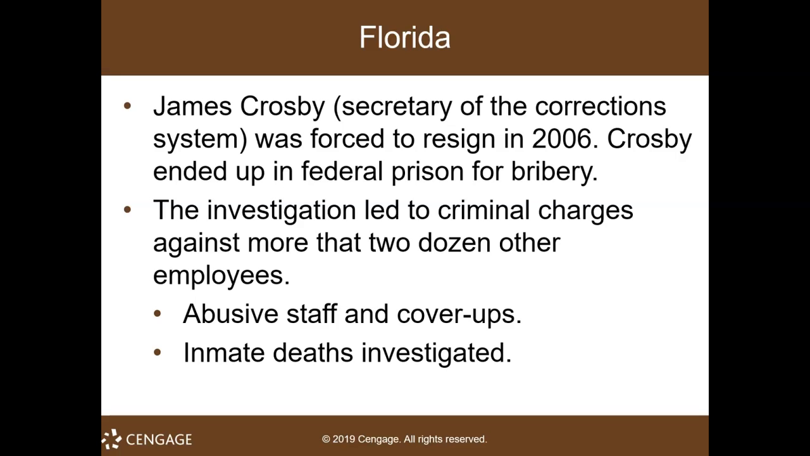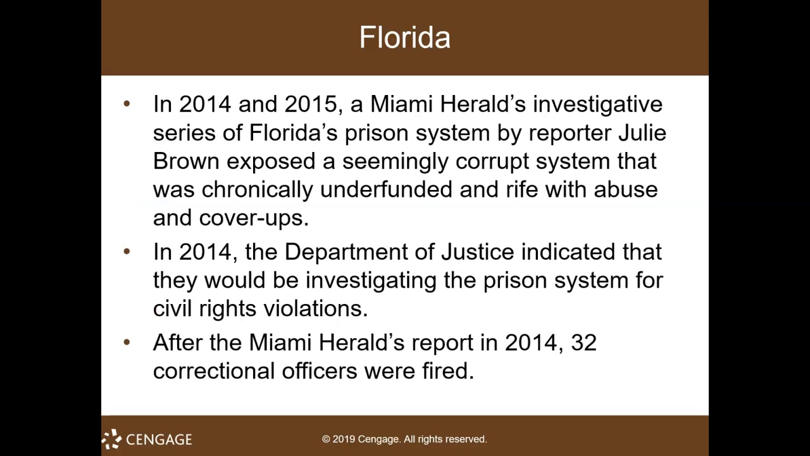Now, James Crosby, the Secretary of the Corrections System at that time, was forced to resign in 2006, and he ended up in federal prison for bribery. And as a result, the investigation led to criminal charges against more than 24 other employees for things like abusive staff and cover up of assaults, etc. And there were also a series of inmate deaths. So these are things that were happening in Florida at that time.